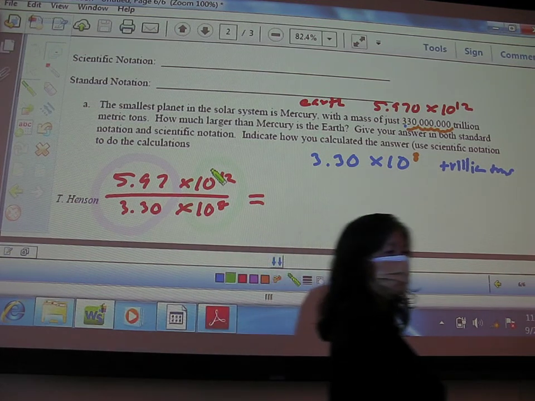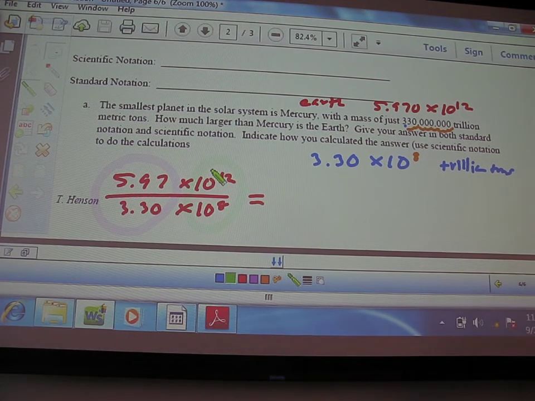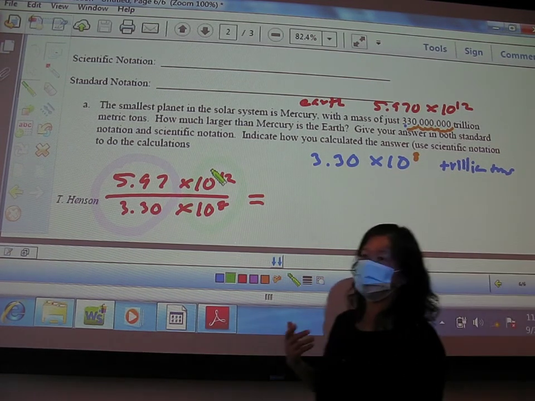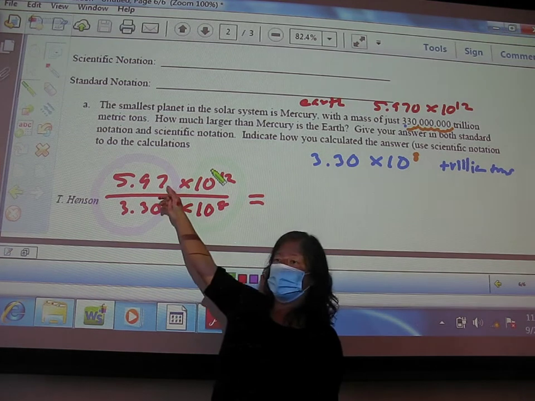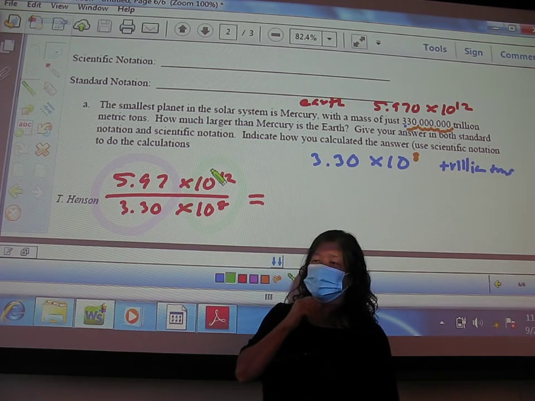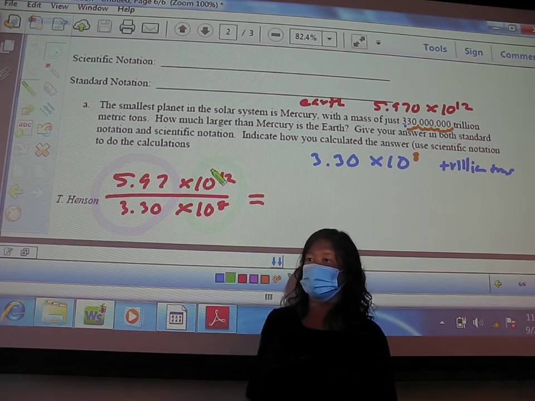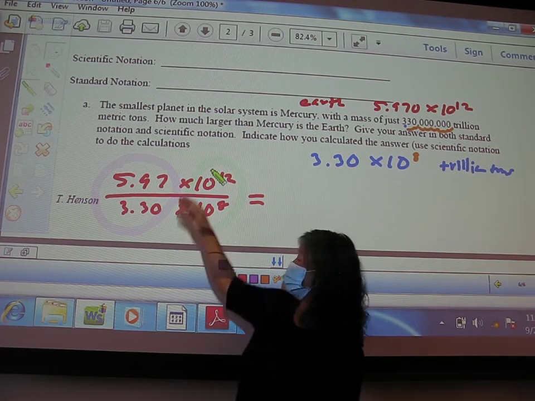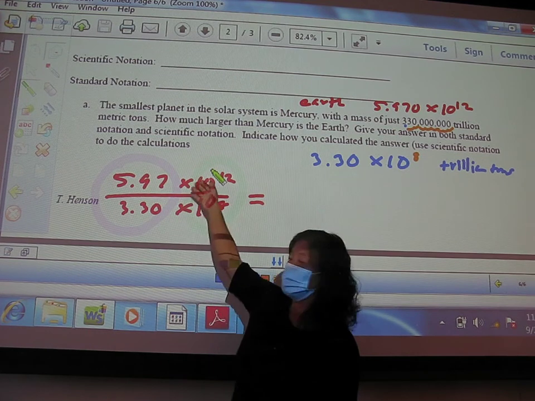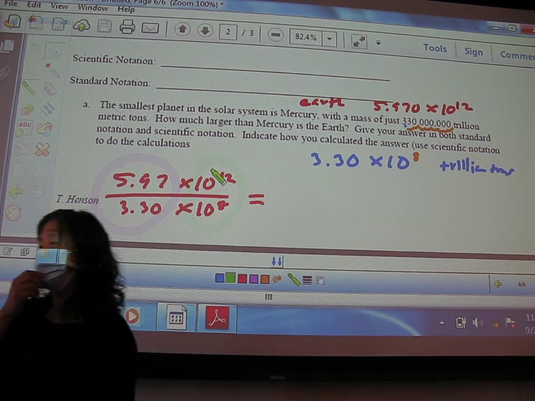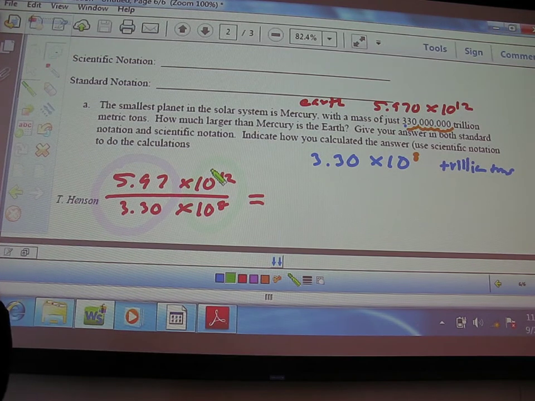Bust it out. How do you know what goes on top? Because I was confused. How much larger than Mercury is Earth? So Earth is larger. So you can put Earth on top. In the previous question, the Earth was on the bottom, right, because it's how much larger is Jupiter than Earth? How much larger is Earth than Mercury? Confusing.